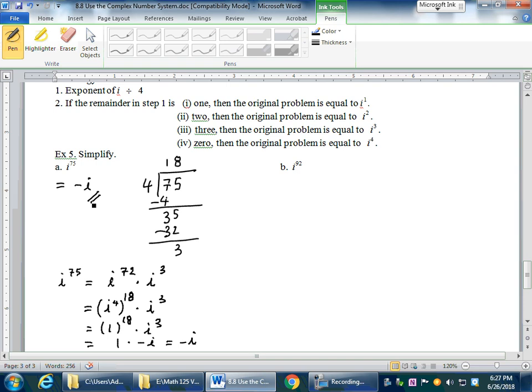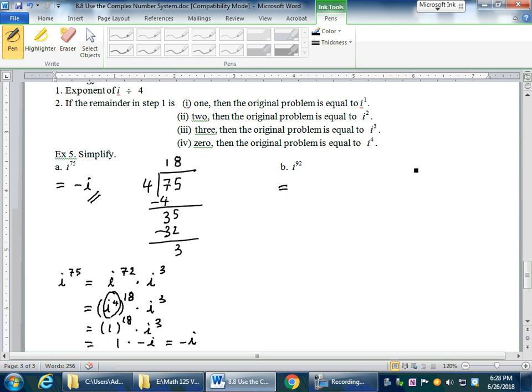So now you can see why we are dividing by 4, because we want to group how many i to the 4 power we have from this 75. Because that will always give me 1, and then it's easier to do the computation. So now that you understand both ways, let's stick with the shortcut.